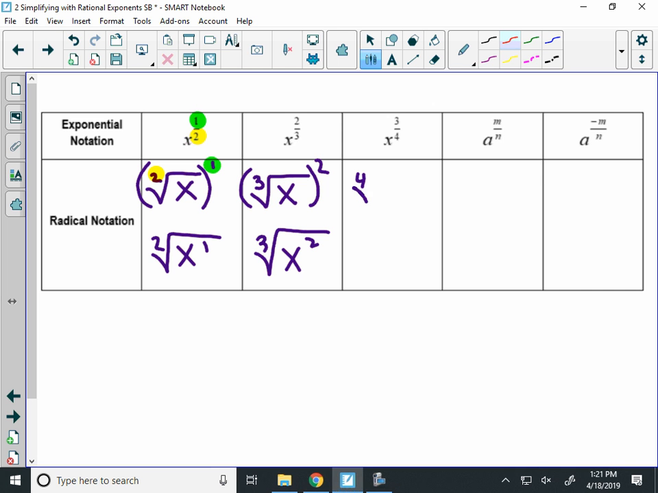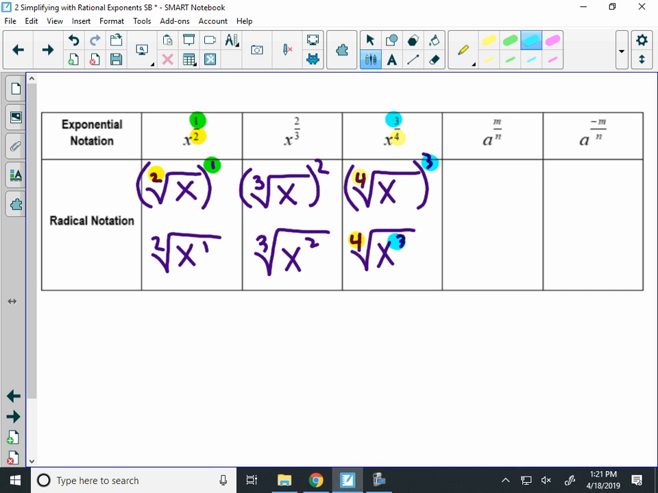All right, how do I write X to the 3/4? The 4th root of X, all to the 3rd, or you could do the 4th root of X to the 3rd. So again, I'm just going to point this out again. The 4 is the root, the denominator. The numerator here stayed as the power.